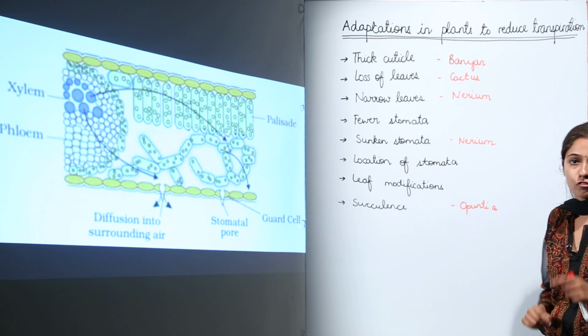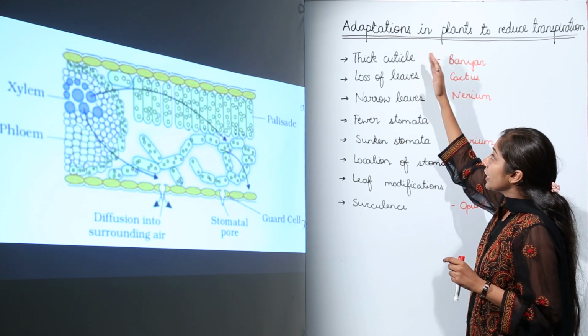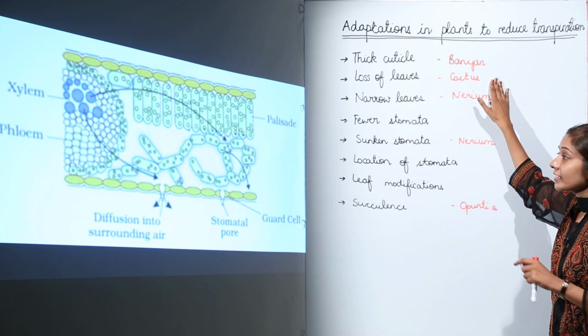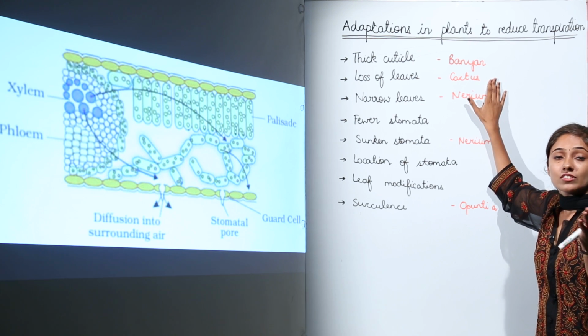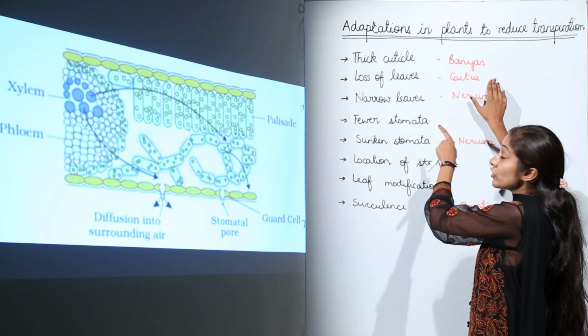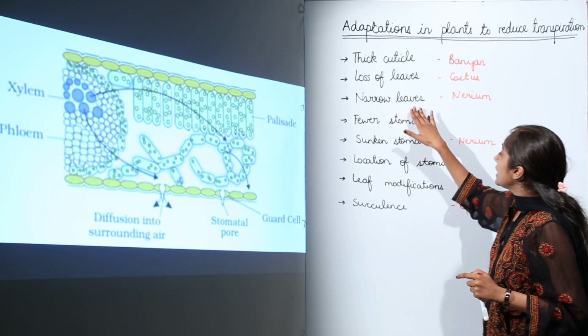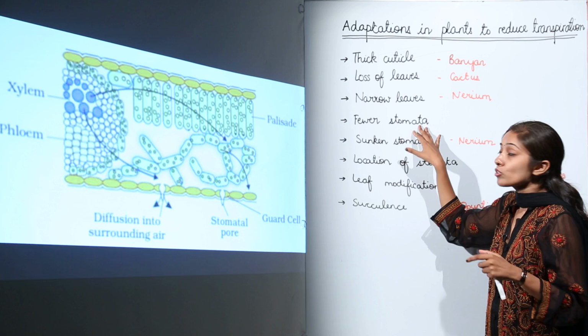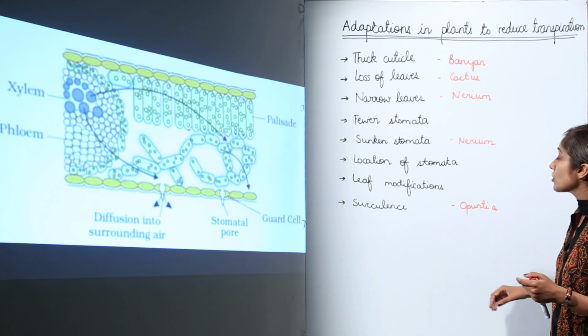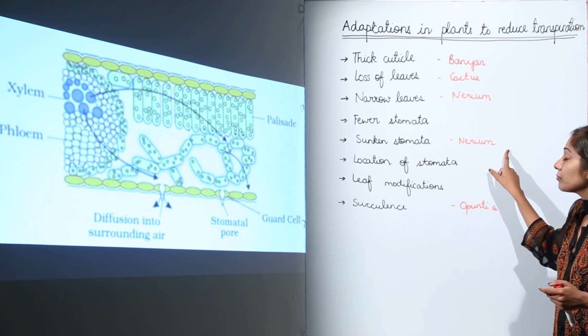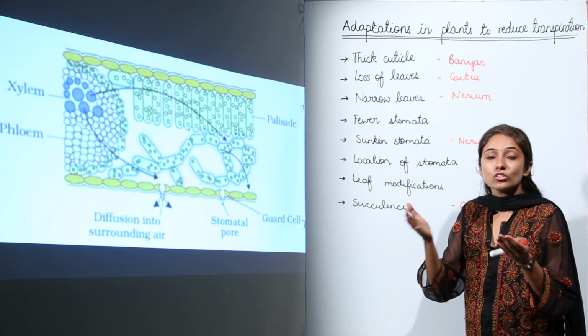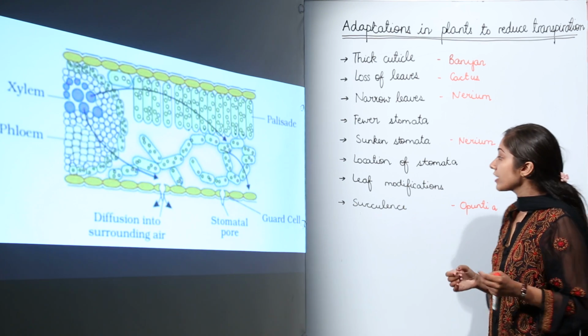So these are the adaptations in plants, mainly in the xerophytes which live in water scarcity conditions, to reduce the rate of transpiration. Let's recall: presence of thick cuticle, the loss of leaves in cactus, meaning in cactus there are no leaves, the leaves are changed into spines. Then narrow leaves in Nerium, presence of fewer stomata reduces the rate of transpiration, sunken stomata in case of Nerium, and the location of stomata more on the lower surface also reduces the rate of transpiration.